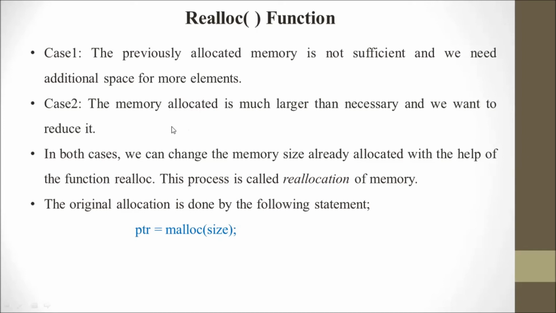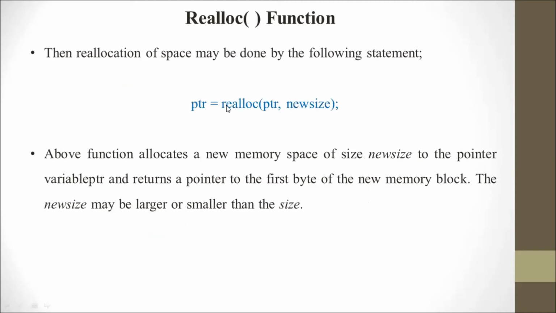So we modify the allocated memory using the realloc function. In both cases, we can change the memory size already allocated with the help of the function realloc. This process is called reallocation of memory. The original allocation is done with the malloc function, and then we reallocate, or modify, the memory. Here, pointer is equal to realloc(pointer, new size). This function allocates a new memory space of size new size to the pointer variable and returns a pointer to the first byte of the new memory block. The new size may be larger or smaller than the original size.